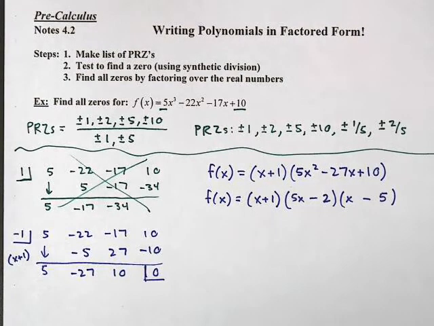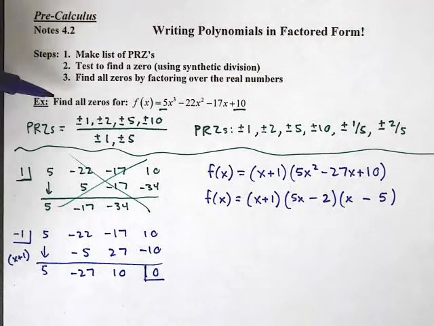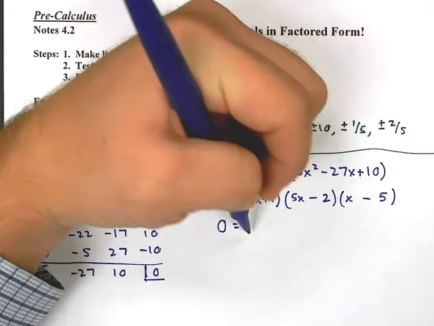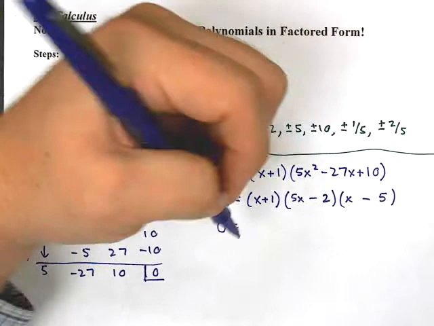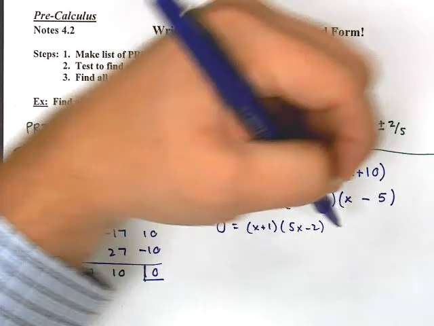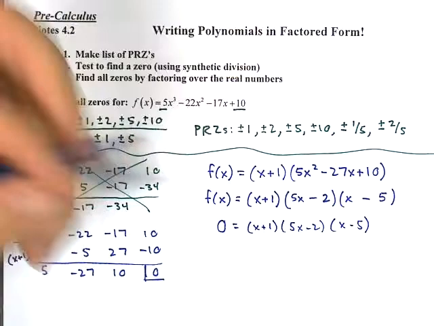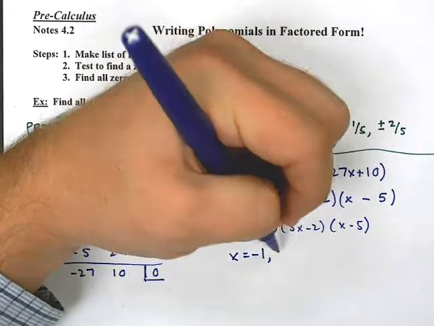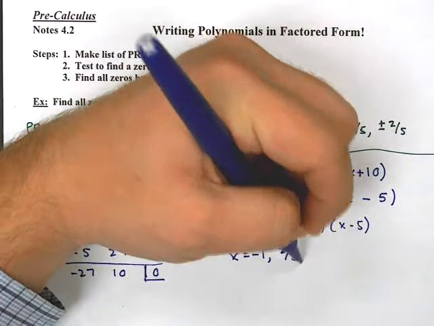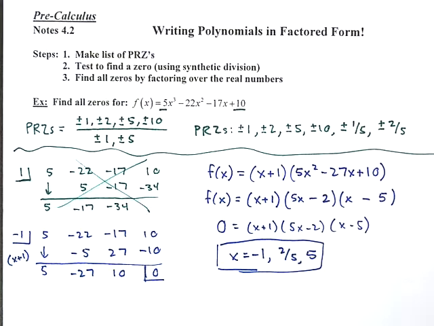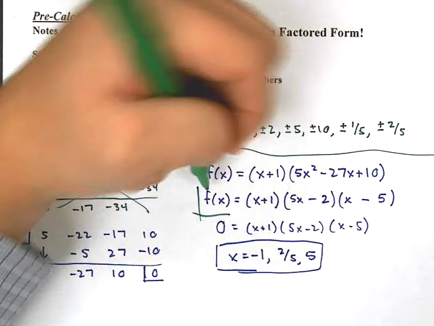Now, the question, excuse me, oh my goodness, the question asks me to find all of the zeros. Well, that means that I would set each factor equal to 0, and that means that I would get that x is equal to negative 1, positive 2/5, and 5. Alright, so I should box a couple of these things. Let me box this too, because this is factored form.